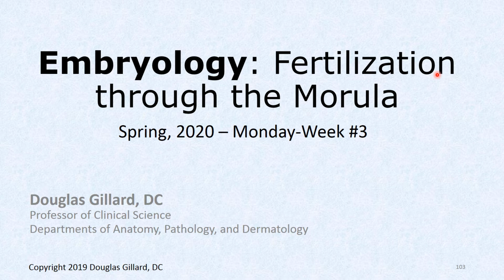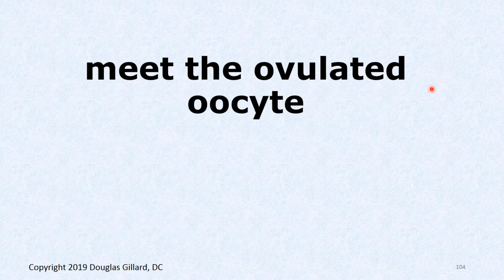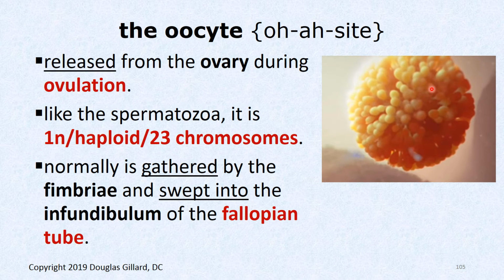And so we're going to start the show today with fertilization. Remember, we spent a whole lecture talking about formation of the egg. And today we're going to do something with that egg. We're going to fertilize that egg, and we're going to follow it until it becomes a 16-cell creature. And that's called the morula. So let's get started. Let's meet that ovulated oocyte.